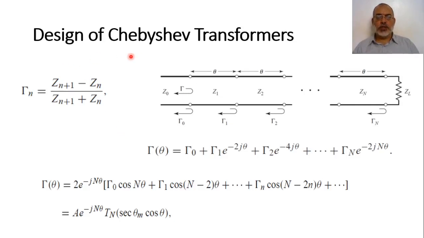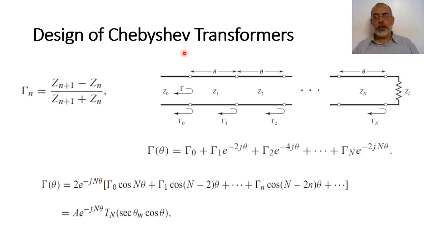Design of Chebyshev transformers. In the previous video, we have presented the basic properties of Chebyshev polynomials, and we have seen how we can use Chebyshev polynomials to represent equal ripple values in the range from x equal -1 to 1, and for x greater than 1, the value of the Chebyshev polynomial would be greater than unity.